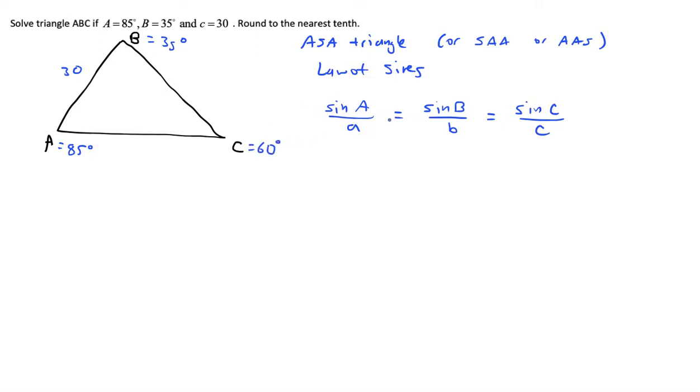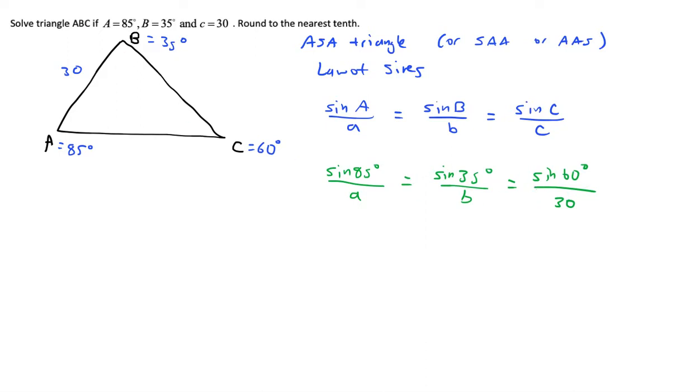So now that we have all this information, let's set up the law of sines, plugging in the values that we know. For example, the sine of 85 divided by A, we don't know the length opposite angle A, equals the sine of 35 divided by its opposite side, which we don't know. That should equal the sine of 60 divided by its opposite side, which we do know. In this case, that length is 30. So we have three ratios, three different fractions, but they are all equal to each other.